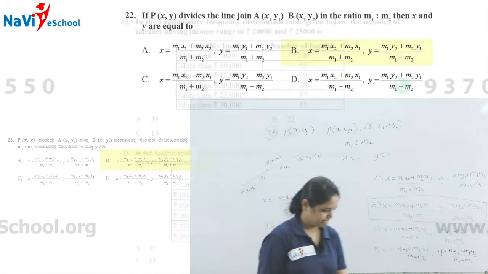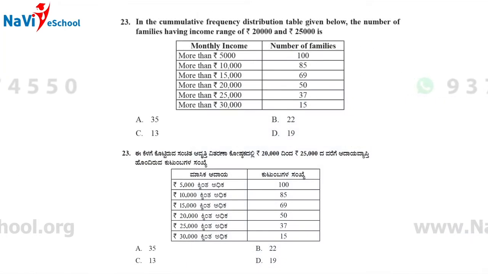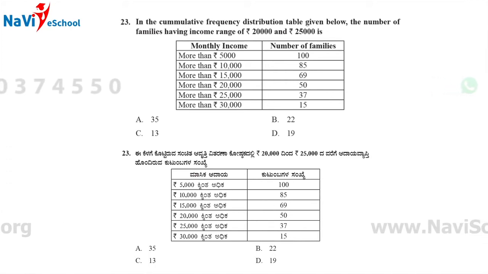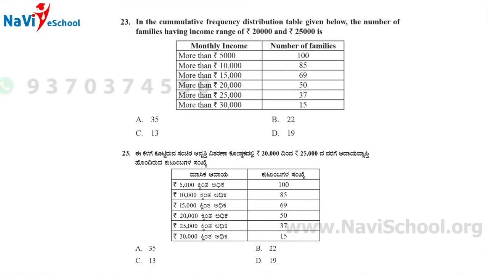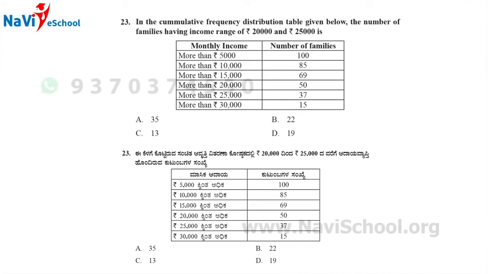Next, question number 23. In the cumulative frequency distribution table given below, find the number of families having a monthly income between rupees 20,000 and rupees 25,000. Here they have given a table. In the first column, monthly income is there. In the second column, the number of families. First one, more than 5,000 rupees.